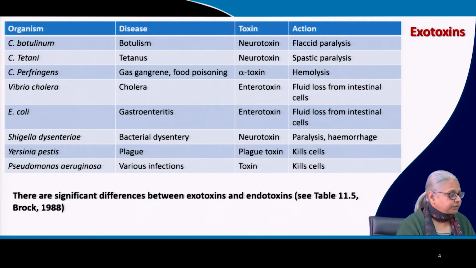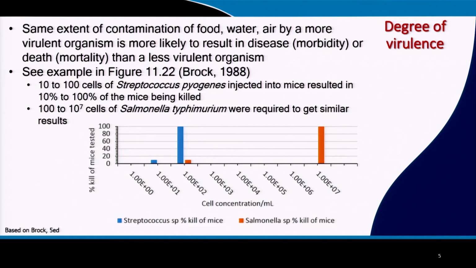Let's then come to degree of virulence. How do we determine the degree of virulence? This is often done in what are called lab or animal assays, and you can do it with bacteria, you can do it with smaller animals like rodents and rats and so on. Those are standard methods, standard procedures for determining the virulence of different microorganisms. So the same level of contamination of food, water, air by a particular virulent organism, when it is going to cause either disease or death, compared to a less virulent organism.